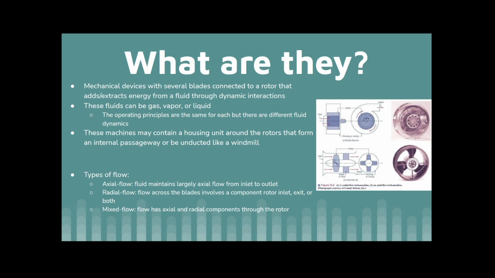Axial flow is where fluid maintains an axial direction from inlet to outlet. This is shown in figure B, where you can see fluid flow is parallel to the axis of the fan. Radial flow is when fluid comes in radially across the blades towards the center of the fan. And mixed flow has both axial and radial components from inlet to outlet.